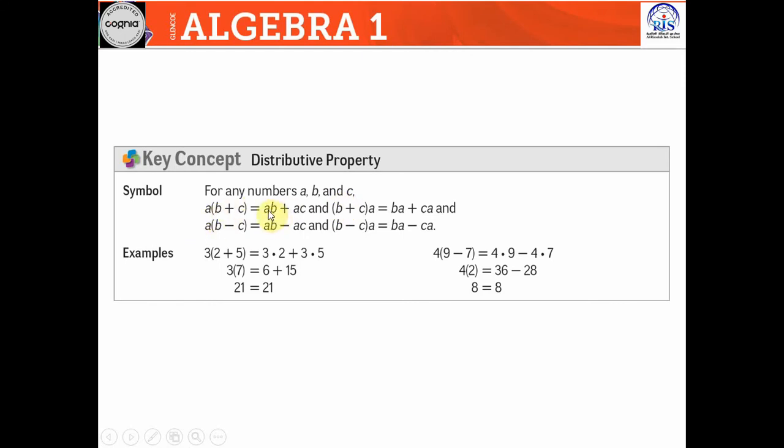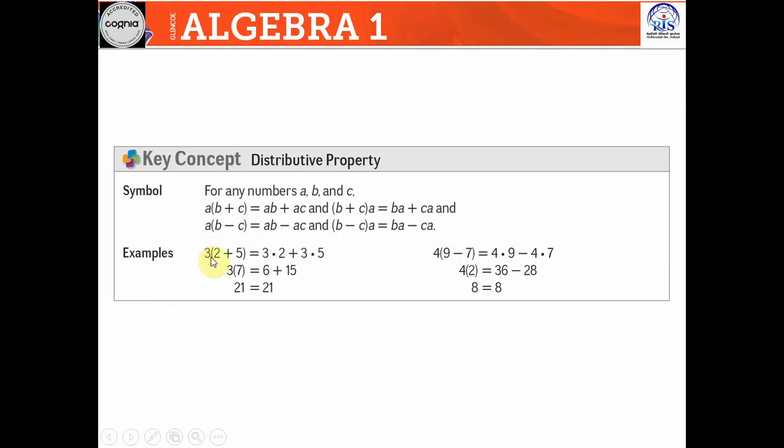a(b plus c) means a times b plus a times c. The same here, we can write it like this: a times b plus a times c. Or I can distribute multiplication over subtraction: a times b minus a times c.